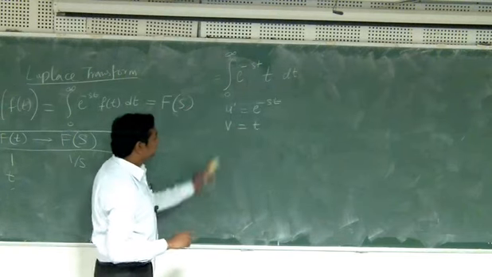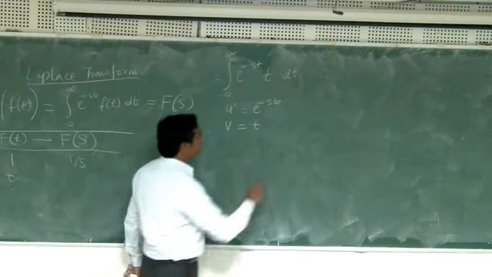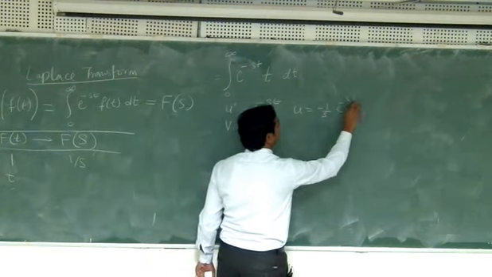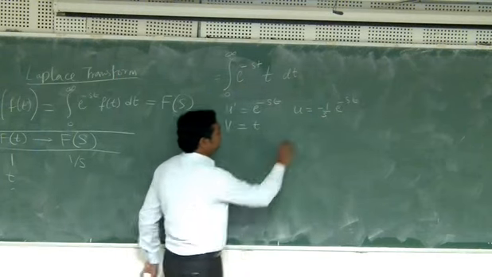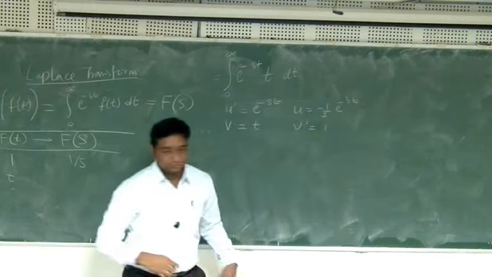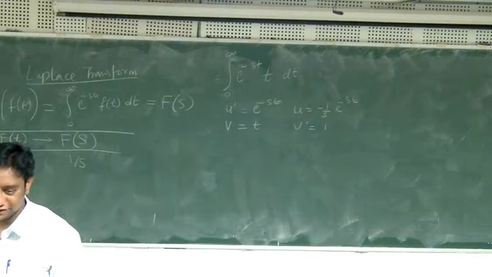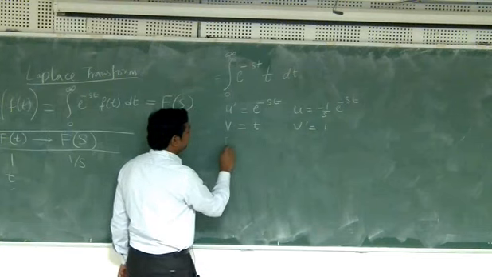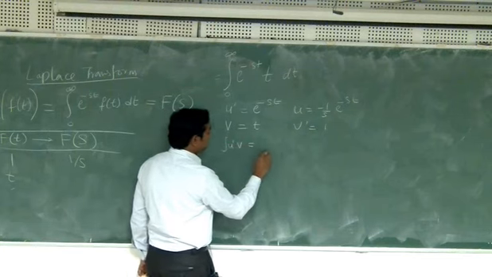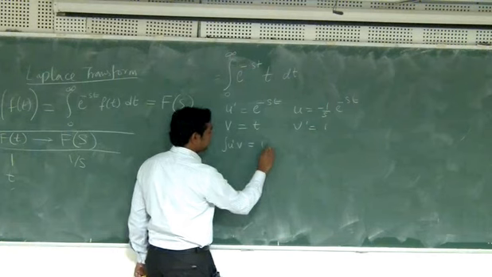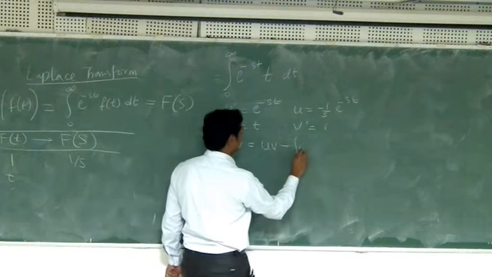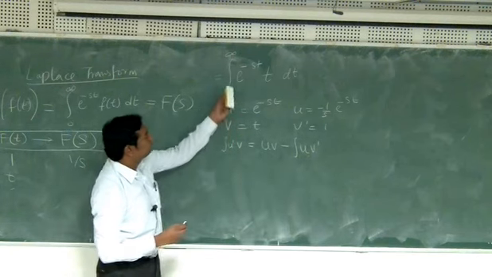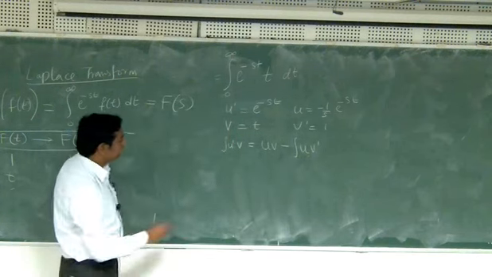So if u dash is this one, what is u? u is minus 1 by s e to the power of minus st, and if v is t, then v dash is 1. I am doing this because I want to use that multiplication rule. So what is the integration of u dash v? It is nothing but uv minus the integration of u v dash. So if I apply this for the given function, we'll be able to solve it.